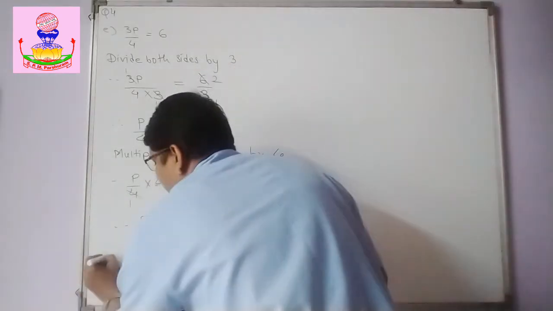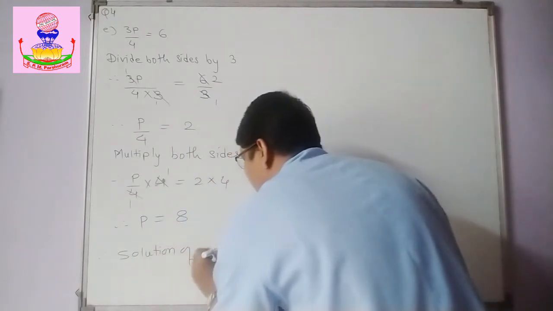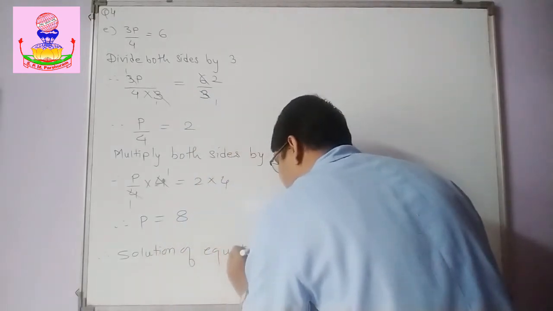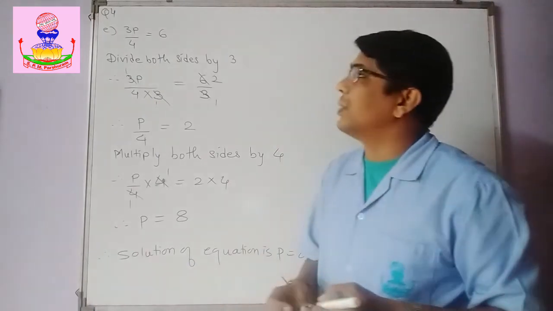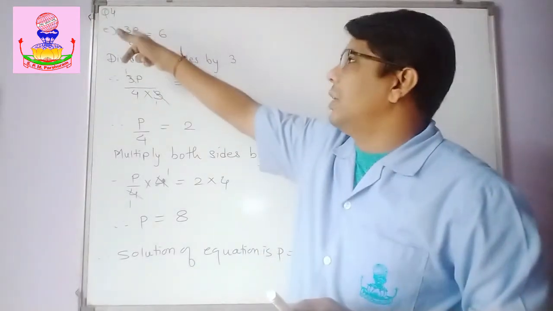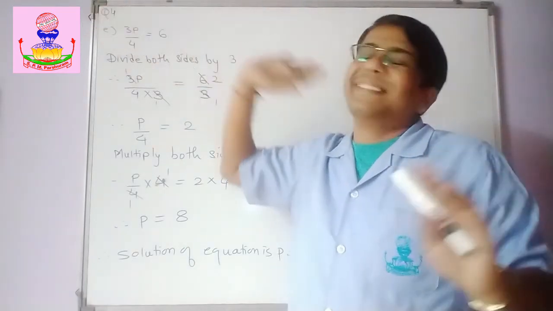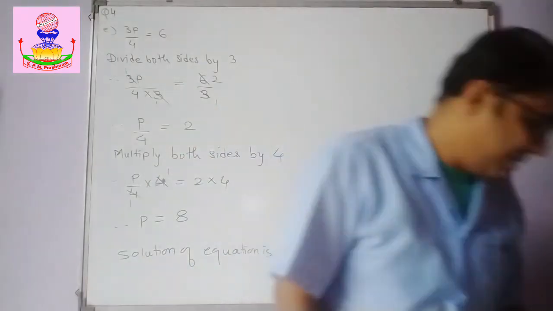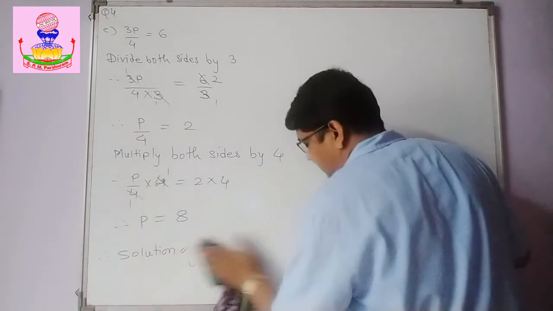So solution of equation is P is equal to 8. You can put it there. 3 into 8, 24. And 24 divided by 4, 6. Right? So answer is correct. Okay. Now, let us go for next example.